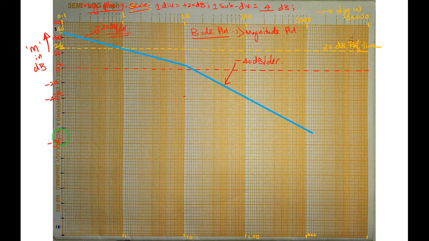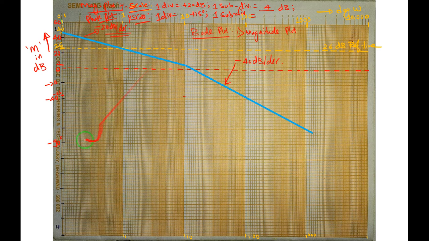Minus 90. So what is the scale I have chosen? Let me write the scale here. This is for phase plot. Y-axis scale. Y scale is 1 division equal to how much? Plus 15 degree. So one subdivision equal to how much? How many degrees can you tell? One subdivision is how many degrees? Can anyone tell?